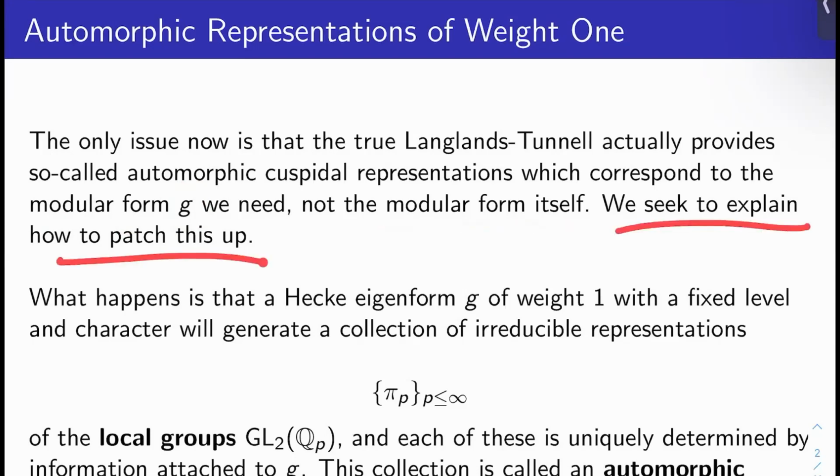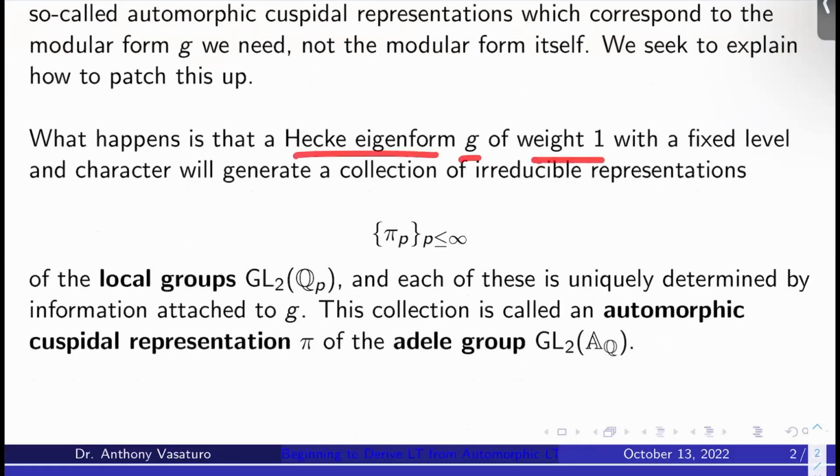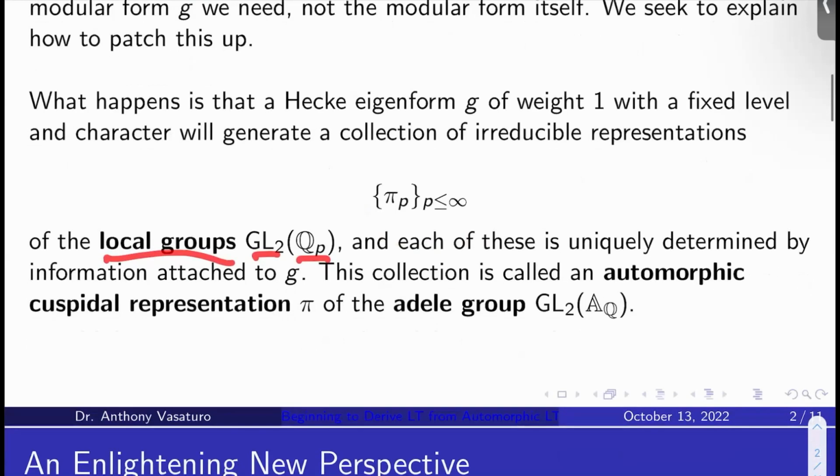And so we're going to explain over the next couple of videos how to patch this up with some general theory. Essentially what happens is that a Hecke eigenform G of weight 1, which is what we wanted and what we used in the last video, with a fixed level and character, generates a collection of irreducible representations. It's a family of pi sub p's for all primes p less than or equal to infinity. So it's all the finite primes p and then one prime, which we'll call infinity, corresponding to the usual Archimedean absolute value. And these are representations of the local groups GL2 of Q sub p. So pi sub p is a local representation, or a representation of the local group GL2 of Q sub p.